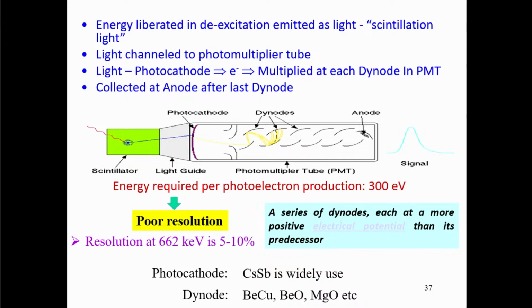The energy required per photoelectron produced in this kind of scintillation detector is around 300 electron volt, which is high compared to a germanium based solid state detector, and that is why it has a poor resolution. The resolution at 662 keV for a sodium iodide detector is around 5 to 10%. Different materials are used as the photocathode and dynode; they are commercially very standard materials, bialkali materials.